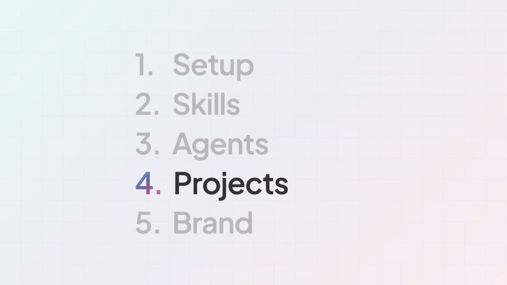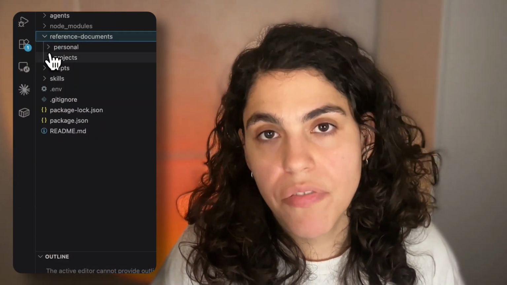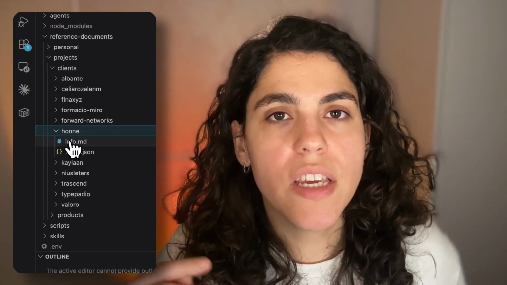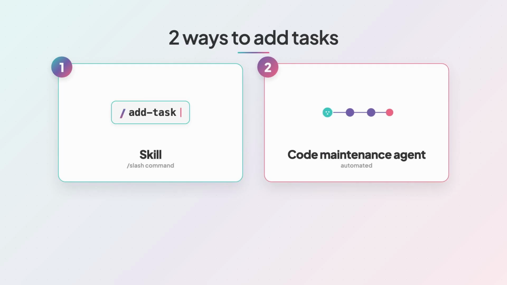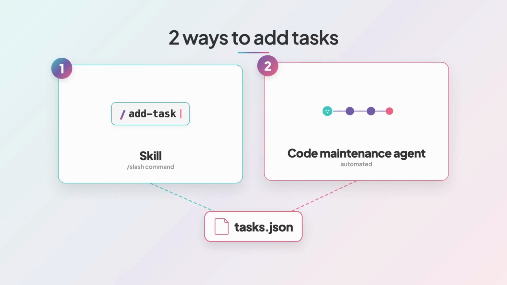Here's how I organize client work. Every client gets a folder inside reference documents with 2 files: info.md, because again, it's a markdown file with the project context, the tech stack, access details, the branding, all the context. And then another one called tasks.json. And here we can find the active tasks with the status, the classification. There are 2 options to add tasks to the project: through a skill that I have or with the code maintenance agent.